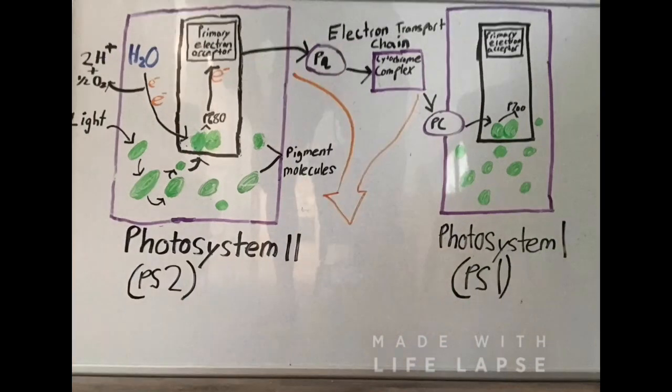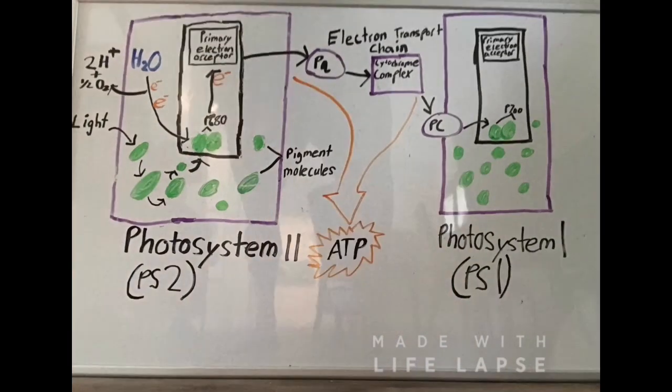Potential energy stored in the proton gradient is used to make ATP in a process called chemiosmosis.